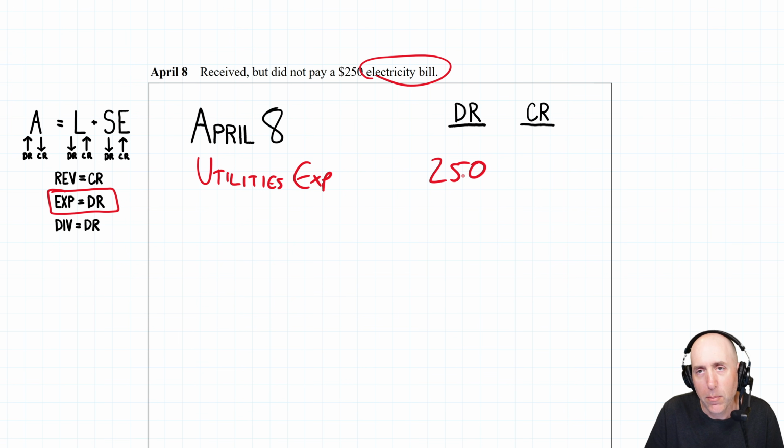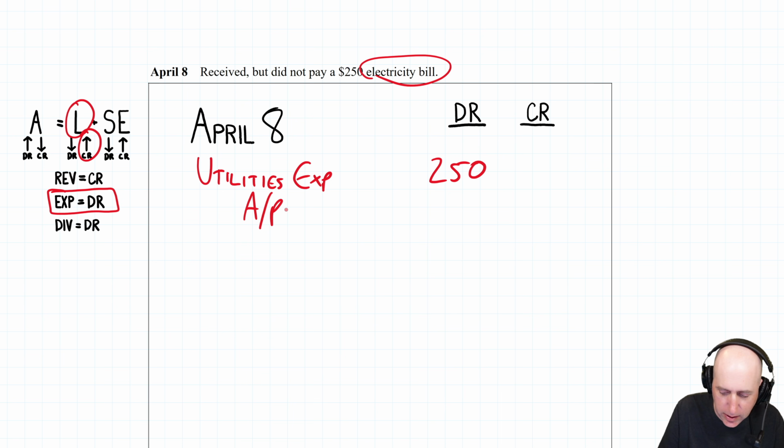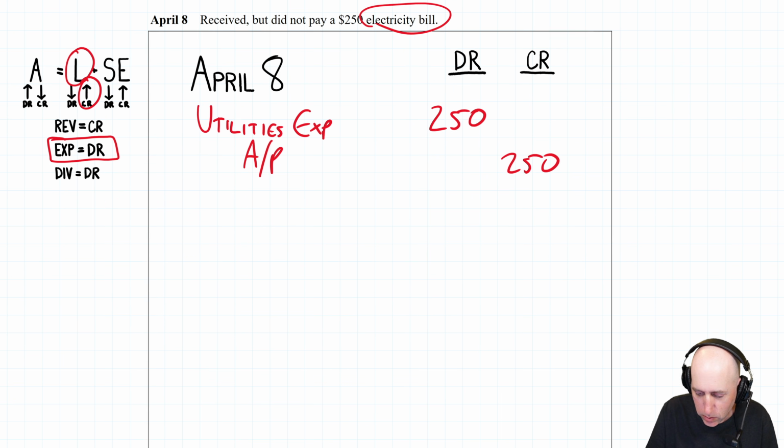$250. If I got a bill that I didn't pay, unpaid bills are payables. And the most common is accounts payable. And before I had the bill, I didn't owe the electric company, or I hadn't recorded that I owed the electric company $250. Now I've got to say, oh, I owe these guys $250. Credit AP, credit accounts payable, $250.